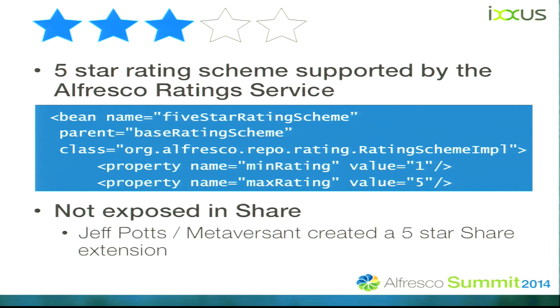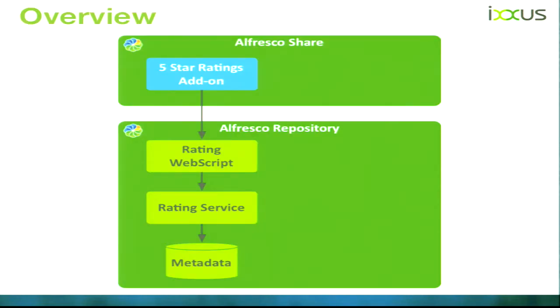And the back-end Alfresco rating scheme supports the 5-star rating, but it's not exposed in Share, other than through a Jeff Potts Metaverse 5-star add-on, which he did for Alfresco 3.3/3.4. And we're going to use that as the basis of the code we'll see rather than reinventing the wheel. So in terms of an overview, we've got the Share side of the 5-star ratings add-on, and then at the back end there's a rating WebScript that'll talk to a rating service, and then essentially the database at the back end. And this is all driven by a rateable aspect.